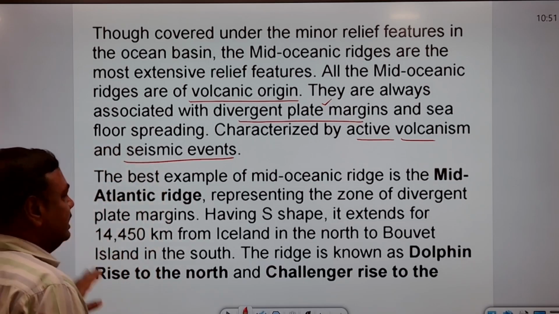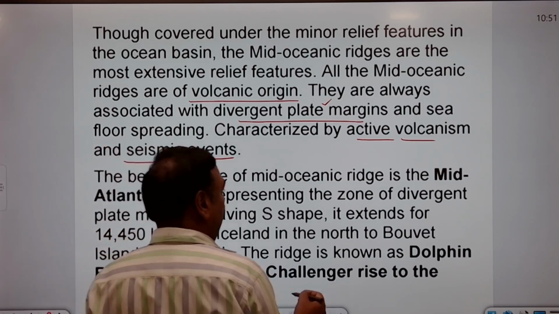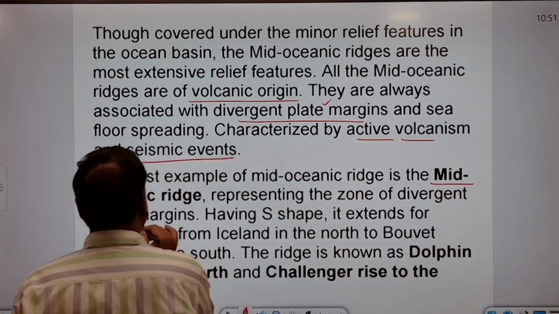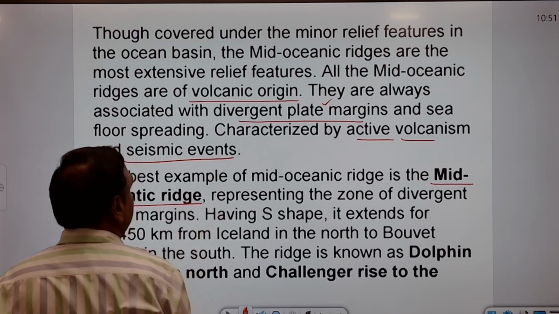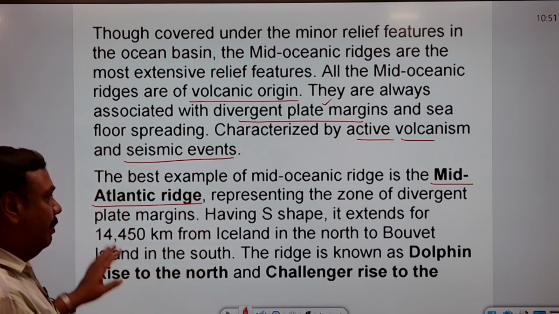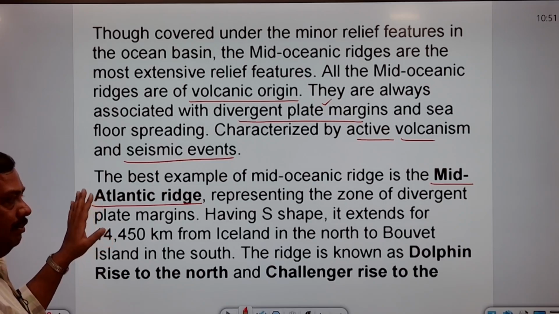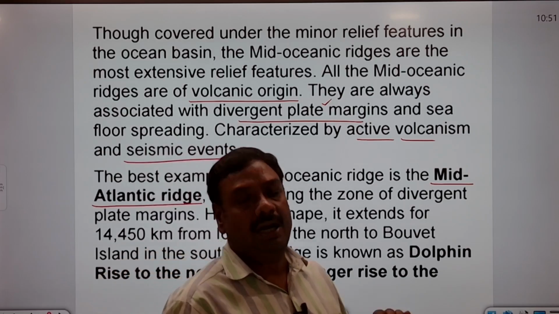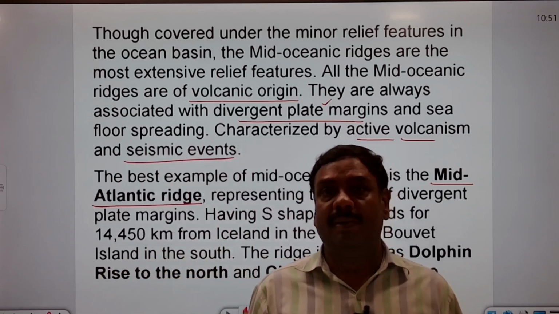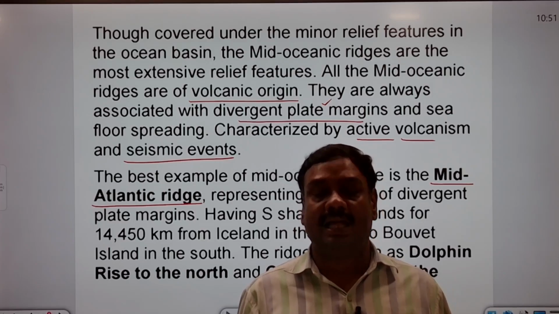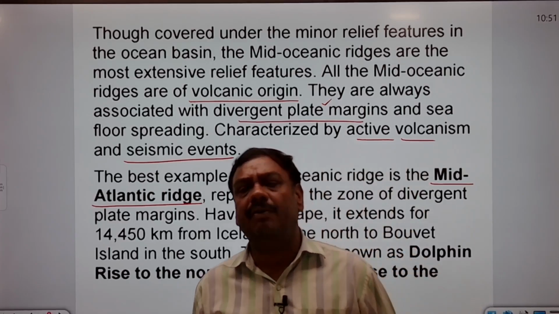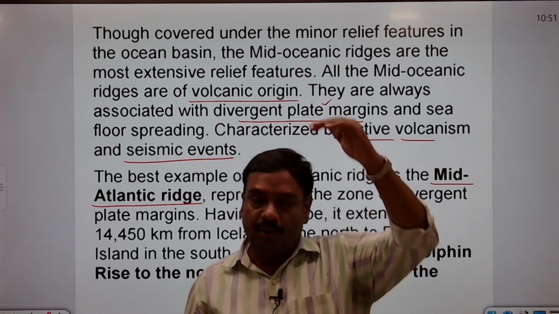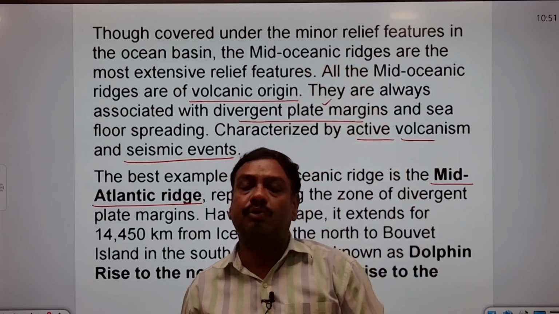Now here we will see the best example of the mid-oceanic ridge. The best example is taken as the mid-Atlantic ridge. What is that? It is the mid-Atlantic ridge. Mid-Atlantic ridge is basically the mid-oceanic ridge that is found in the region of the Atlantic Ocean. Here you must remember that this mid-Atlantic ridge has a length of more than 14,000 kilometers from the north to the south, right? From north it starts and it goes up to the south.